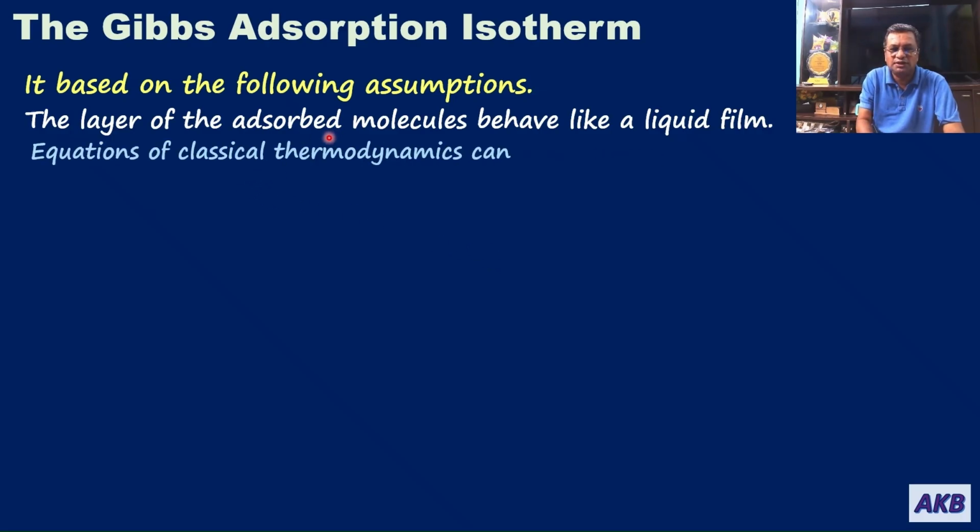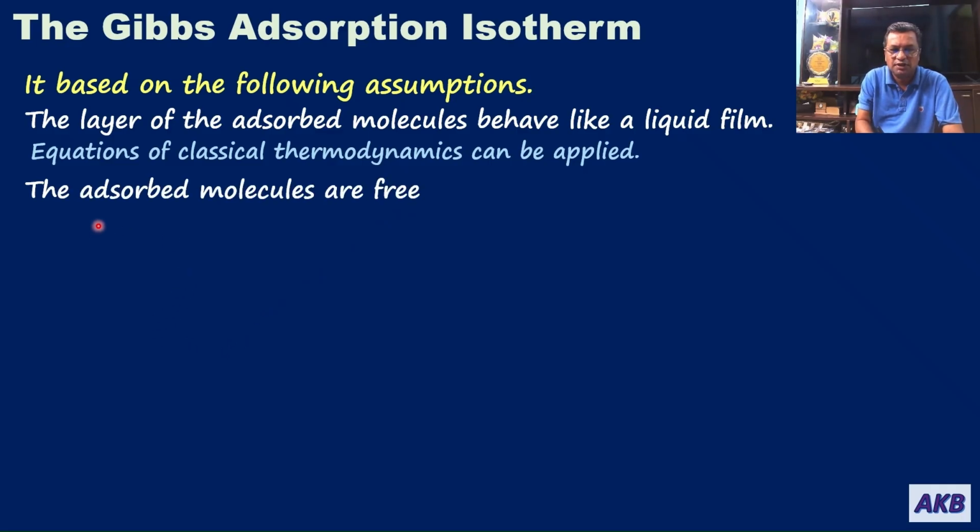So based on this assumption, what is the use of this assumption? With this assumption, you can use equations of classical thermodynamics for getting the equation for the Gibbs adsorption isotherm. So the first assumption is that the layer of adsorbed molecules behaves like a liquid film, and due to this assumption you can use equations of classical thermodynamics in this case.